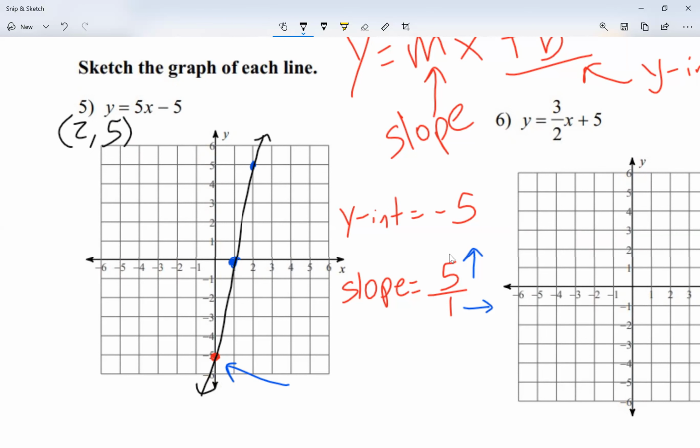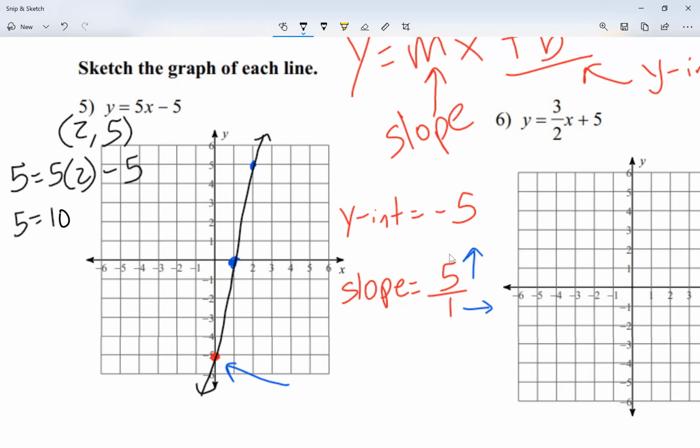Okay, so what do I mean with that? I have 5, it's equal to 5 times 2 minus 5. Let me do the 5 times 2, so I have that 5 is equal to 10 minus 5. Now, is 5 equal to 10 minus 5? Yeah, that gives me a true statement. Like I said, any point on the line will give me a true statement. Any point. Now, any point that is not on the line will give me a false statement. Now, a false statement is something like 1 plus 1 equals 5. That's a false statement.